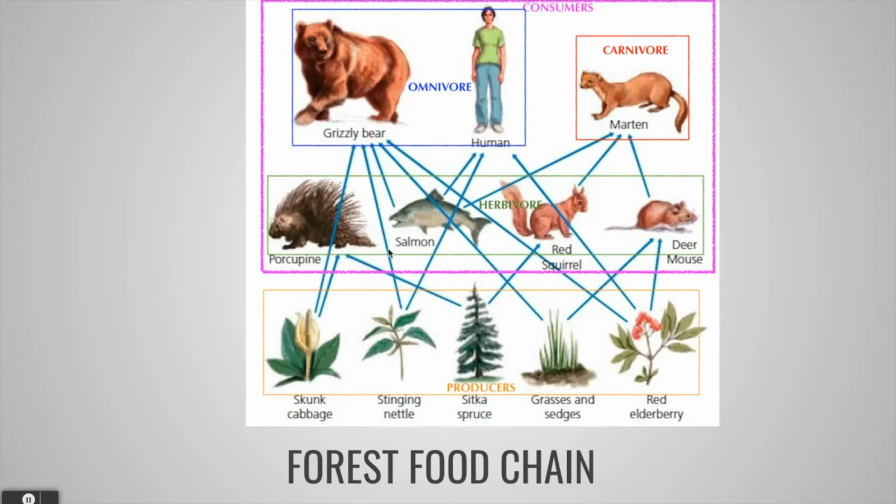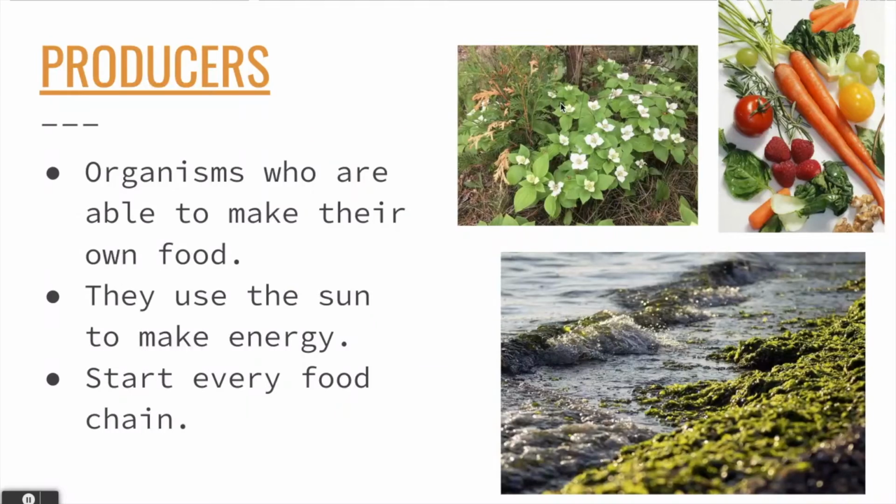And then above producers, we have these different types of consumers. All these organisms are consumers. Consumers eat other organisms for their energy. They cannot make their own food. And there are different types of consumers. There are herbivores, carnivores, and omnivores. We're going to be taking a close look at what each of these names mean and how they are part of an ecosystem. Let's start with producers.